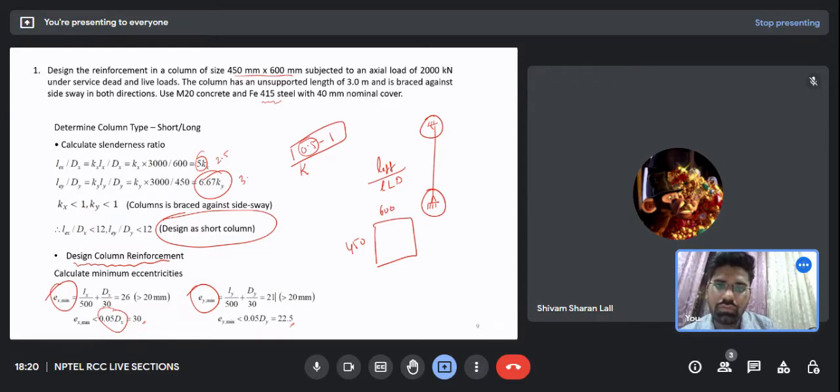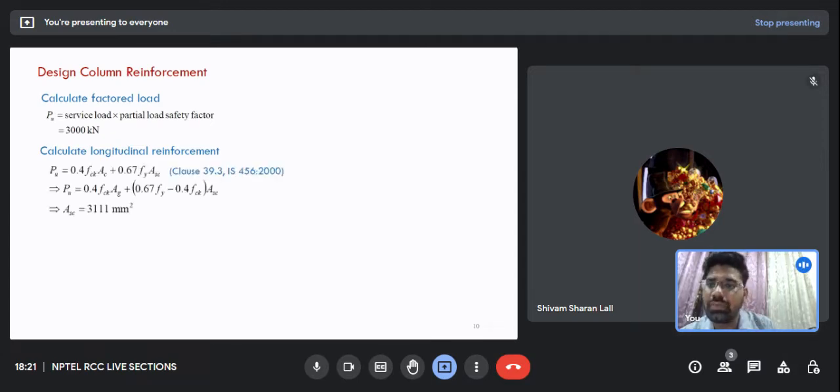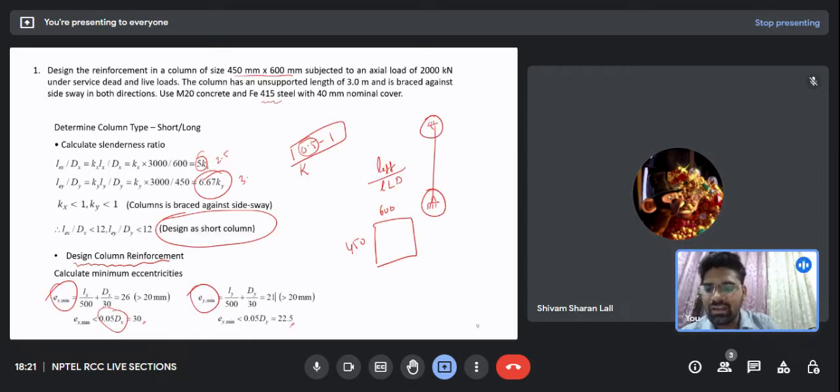So now we will calculate the factored load or design load. Then, as you know, the formula for the load carrying capacity of the column would be this. Why are we taking 0.4 and 0.67? Can you explain? Due to the eccentricity condition, it is greater than 20, and yeah, because now the eccentricity is falling within the second criteria. Okay.